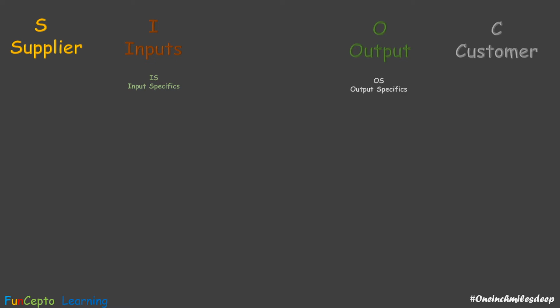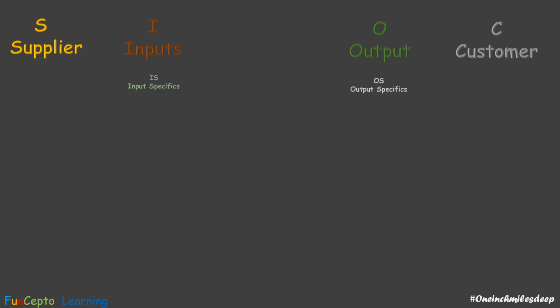I'm going to give you an overview of the SIPOC, where S stands for supplier, I is input, input specifications, then you have output specifications, and the customer. We did see the effective way of developing a SIPOC, or understanding the requirements of the customer, is to start from the customer and then work backwards.